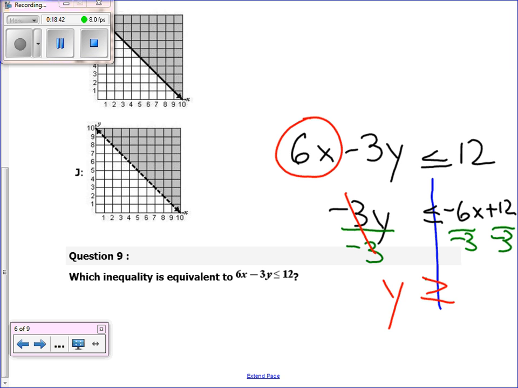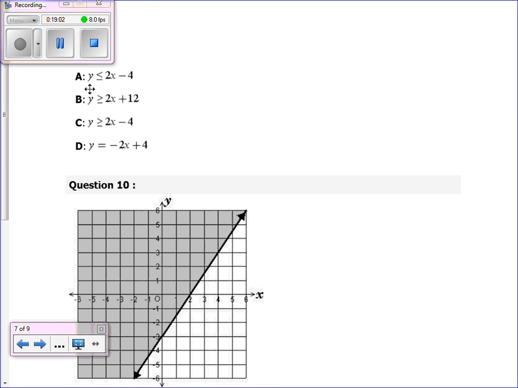So then I have y is greater than or equal to negative 6 divided by negative 3, which is positive 2, and 12 divided by negative 3 is negative 4. Don't get this far and mess up. So that looks like y is greater than or equal to 2x minus 4. It looks like our answer is choice C for number 9.